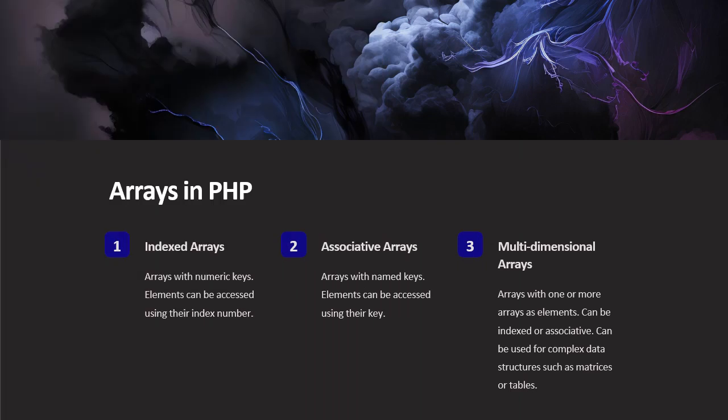Arrays in PHP. There are three types of arrays in PHP: indexed arrays, associative arrays, multidimensional arrays. We will talk about each type of array one by one. First of all, we will see indexed arrays. Arrays with numeric keys are known as indexed arrays. Here, elements can be accessed using their index number.